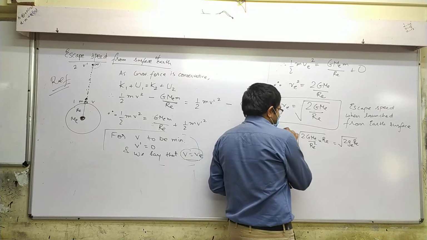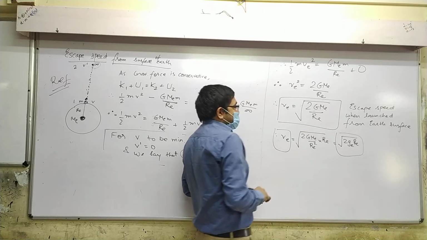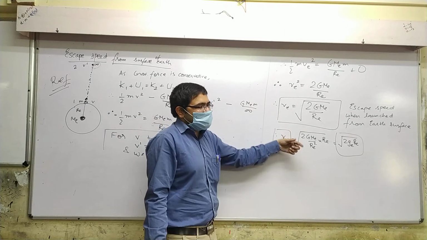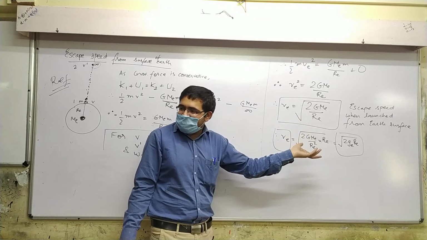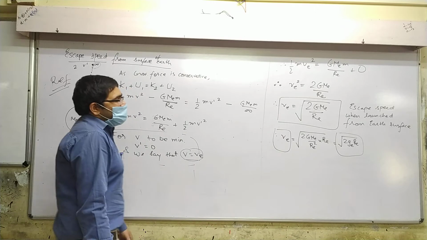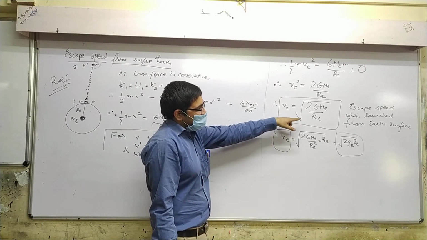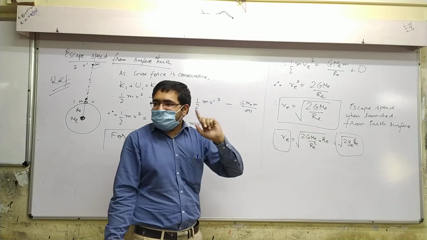I recommend that you remember both. I said both. Neither derivation is to be skipped. Right? There is only one step in between. What step? Multiplying and dividing by RE. So VE from Earth's surface is under root 2GME by RE or under root 2 g RE.